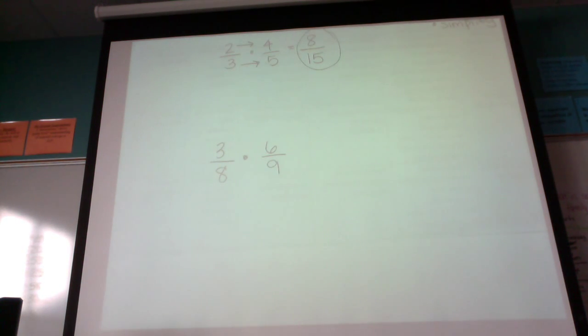Continuing on there, I have 3/8 times 6/9. Go ahead and multiply straight across. 3 times 6 is going to be 18. 8 times 9 is going to be 72. What's going to be my greatest common factor that I could divide both 18 and 72 by? This is where your multiplication and division facts really come in handy because you got to know how to do all this stuff in order to move forward. So 18 and 72 can both be divisible by 9. So that's going to give me 2/8.